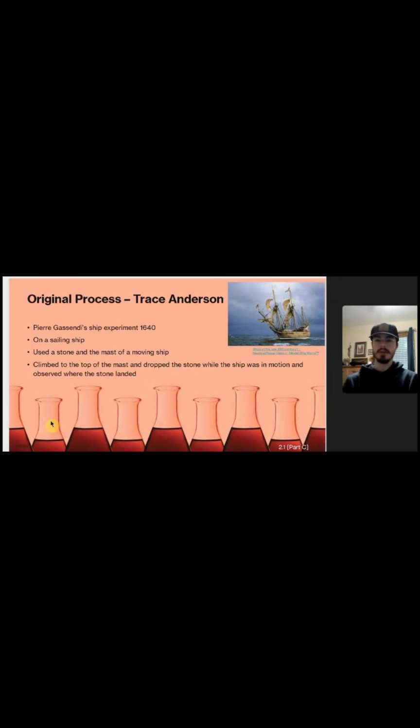Hello, my name is Trace Anderson, and I'm going to be talking about an experiment done by Pierre Gassendi in 1640. So he used a sailing ship. The equipment was a stone and the mast of the moving ship. And the process was he climbed to the top of the mast and dropped the stone while the ship was in motion and observed where the stone landed.